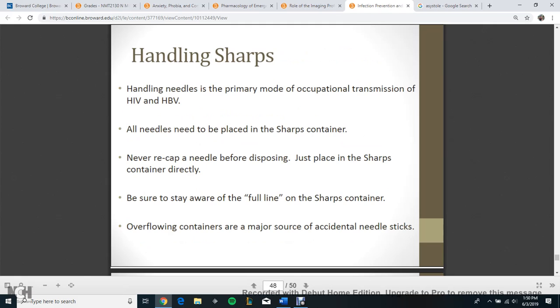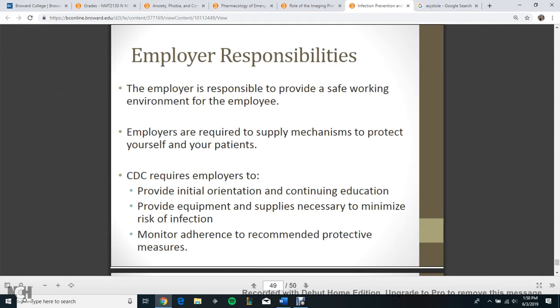Handling sharps. Handling needles is the primary mode of occupational transmission of HIV and HBV. All needles need to be placed in the sharps container. Never recap a needle before disposing, just place it in the sharps container directly. Be sure to stay aware of the full line on the sharps container. Overflowing containers are a major source of accidental needle sticks.